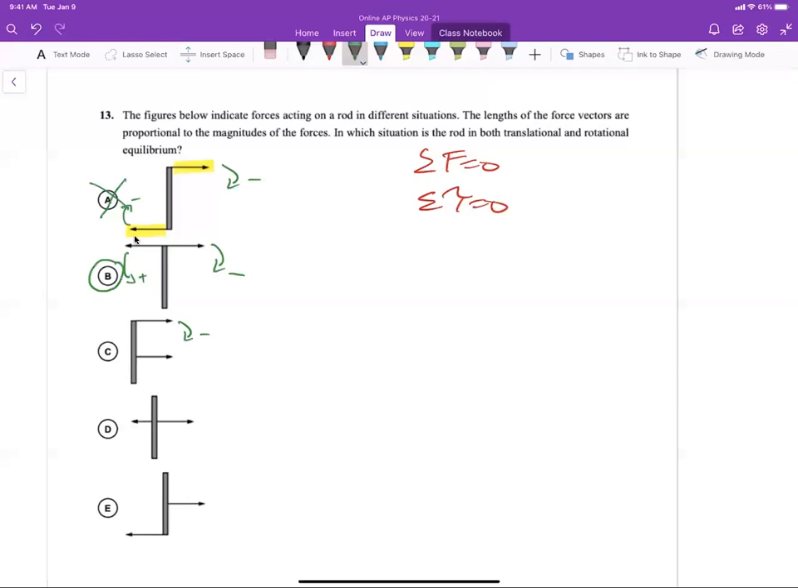This one is creating a negative torque. This one is creating a negative torque. Plus they add up and have sum of the forces not equal to 0. Excuse me, sum of the forces do not equal 0. One's larger than the other.